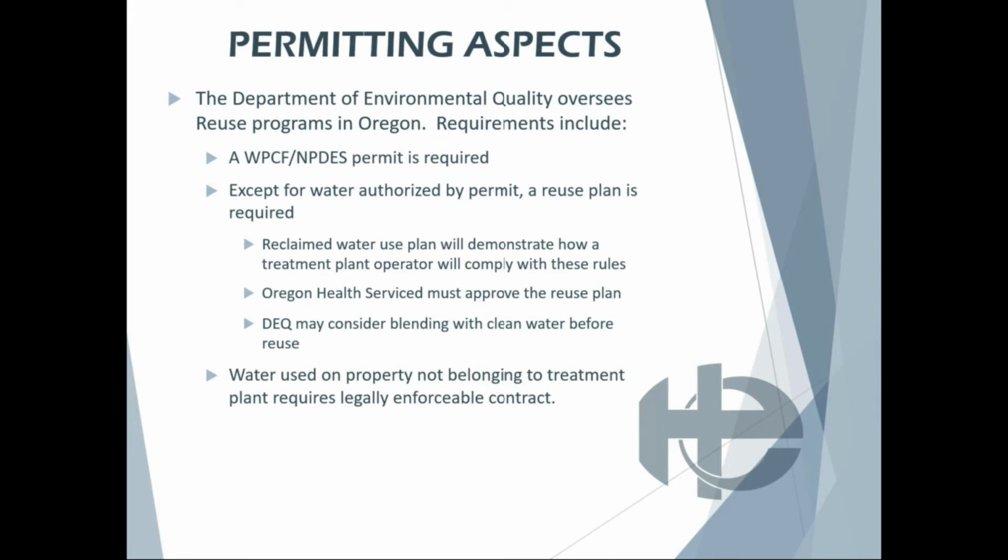And this would then tell exactly how the water plant is going to be set up, how the treatment plant operator will comply with all the rules that are in the regulations. And then the Oregon Health Service would approve the reuse plan, and then it can be either used directly or it could be blended with clean water if you need a larger volume. Water used on a property not belonging to the treatment plant requires a legally enforceable contract. So if you have a volume of wastewater that you want to disperse to some agricultural land, the owner of that land would essentially have to sign a contract to be able to accept it.